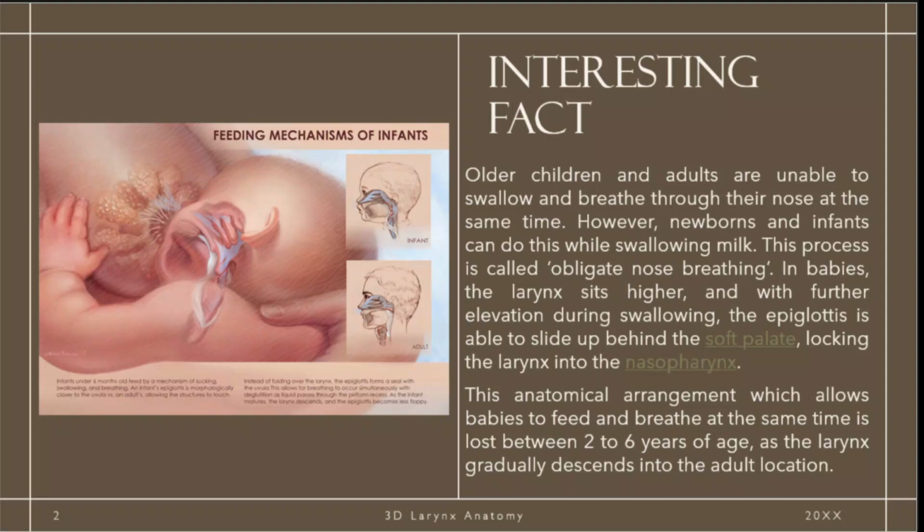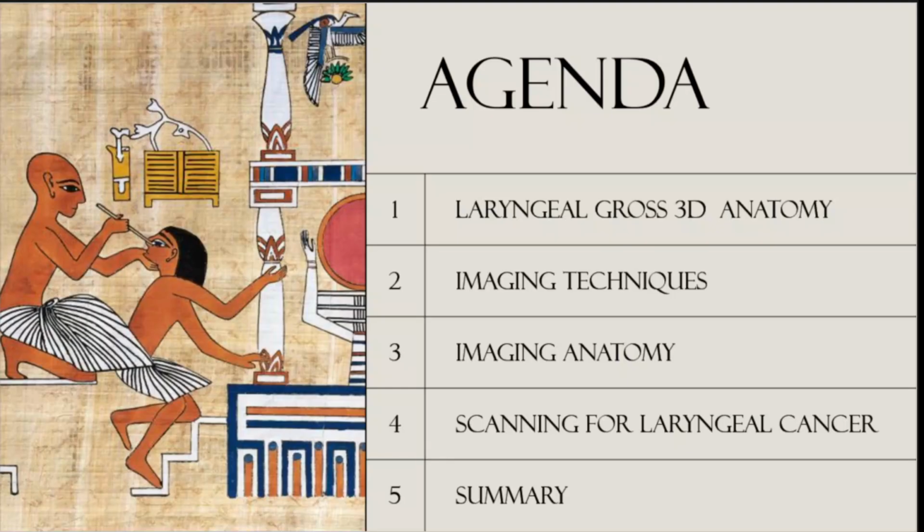There is an interesting fact that I came across while preparing this lecture: infants can breastfeed and breathe at the same time. We adults can't do that. This is called obligate nose breathing. In babies, the larynx sits a little bit higher, and with further elevation during swallowing, the epiglottis is able to slide up behind the soft palate, thus locking the larynx into the nasopharynx, enabling the baby to breastfeed and breathe at the same time. This disappears at about 2 to 6 years old. This is an interesting fact. I didn't know that before.